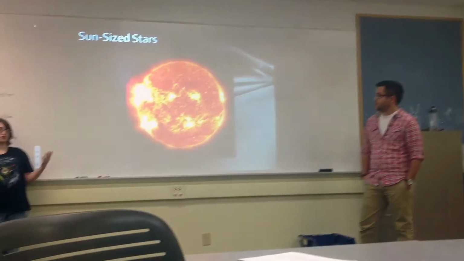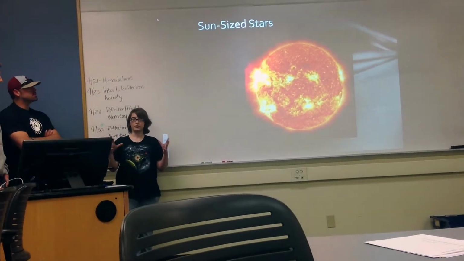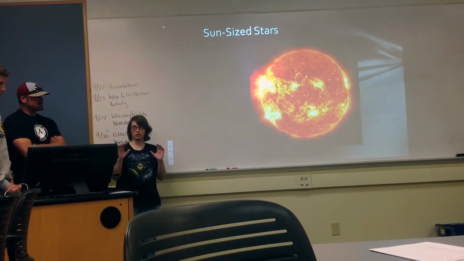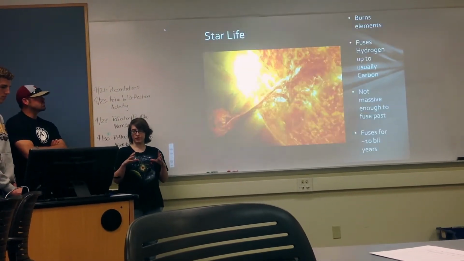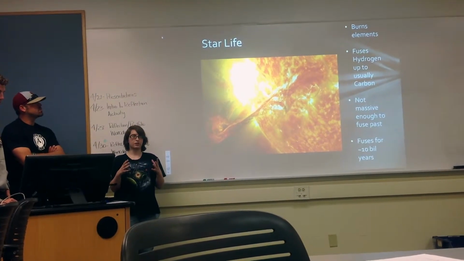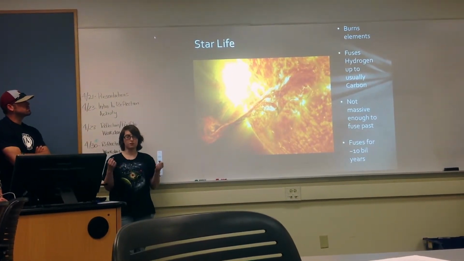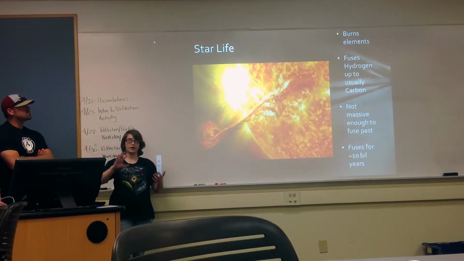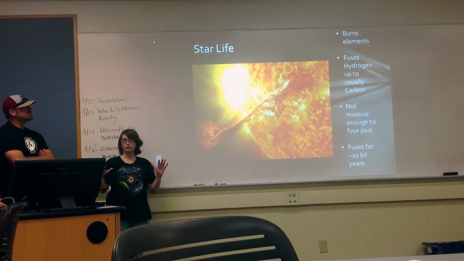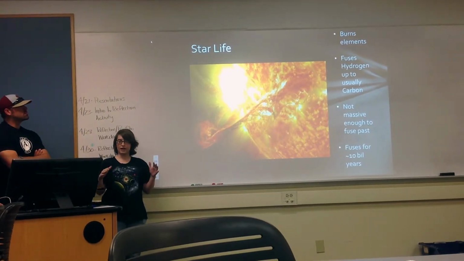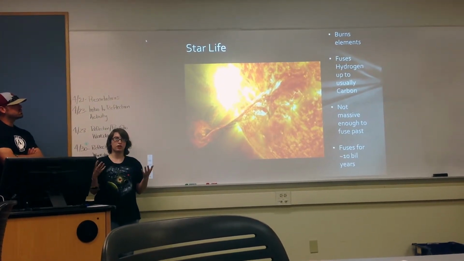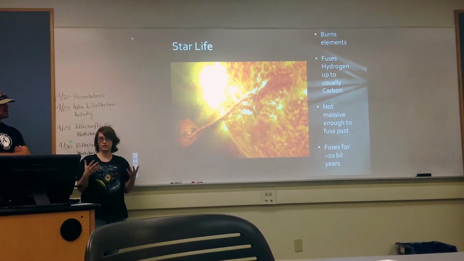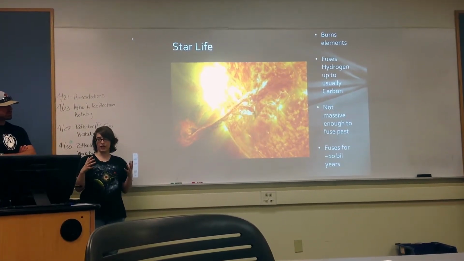Okay, so we're going to be talking about 2 different sizes of stars: sun-sized stars and massive-sized stars. So we're going to start with sun-sized stars. A star like our sun is going to burn through the elements. It's going to fuse hydrogen into helium, and it's going to keep working its way up through the periodic table until about carbon. And then after carbon, the star isn't going to be massive enough to start any fusion of any higher elements, so it's going to start dying at that point.